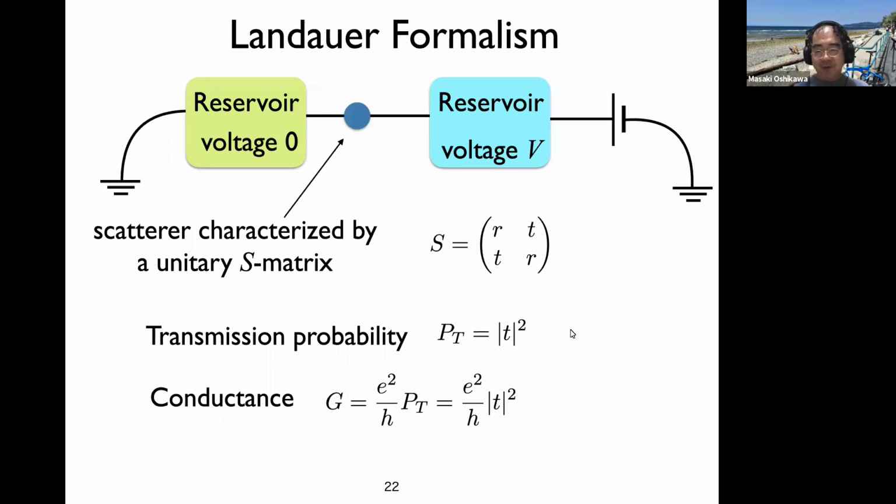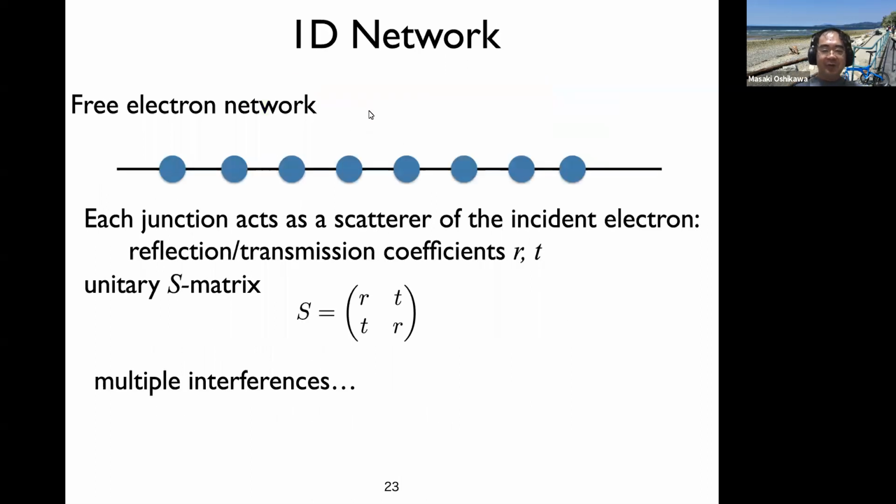Okay, so this is a very well-known basic setting. Now I want to understand what happens in a 2D network, but before that, let's discuss a 1D network. I have a one-dimensional channel, and each segment is connected by these junctions, and each junction acts as a scatterer. Let's say this system is uniform, so each scatterer is the same. So each one is characterized by the same unitary S matrix like this.